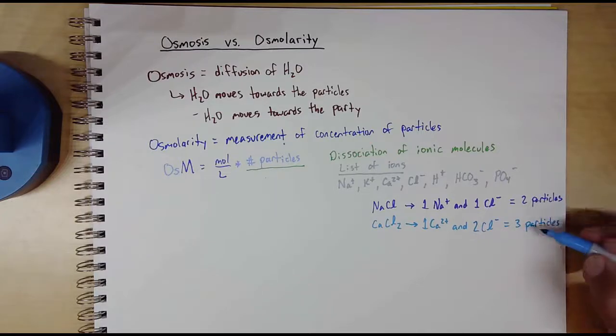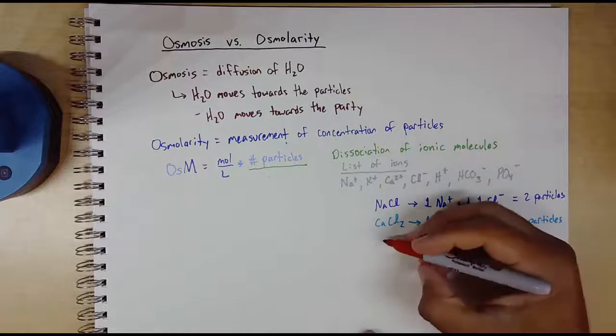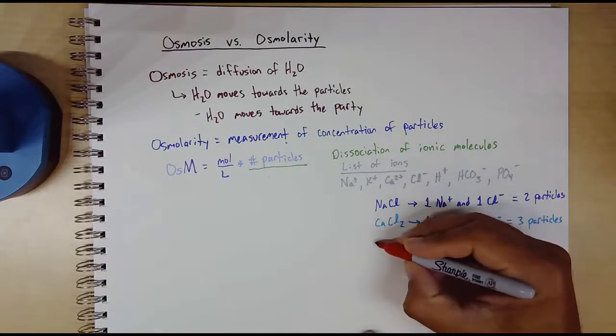So we just measure the number of ions that we are counting. That's how we are going to determine the number of particles that are available. Let's do one more example real quick. Let's do this one.